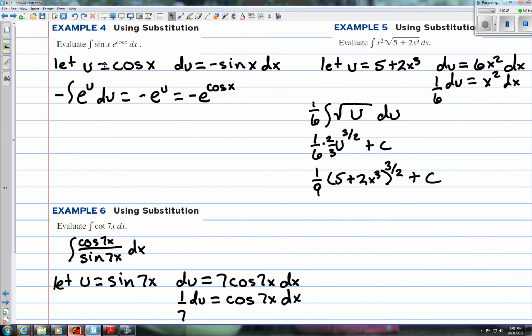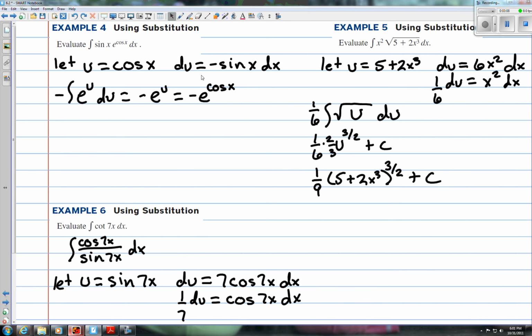So we're going to let u equal the top, which is the cosine of x. That way, du equals negative sine of x dx. So the derivative of each side of this equation: the left side is just du, or 1, and the right side, the derivative of cosine x is negative sine x dx.